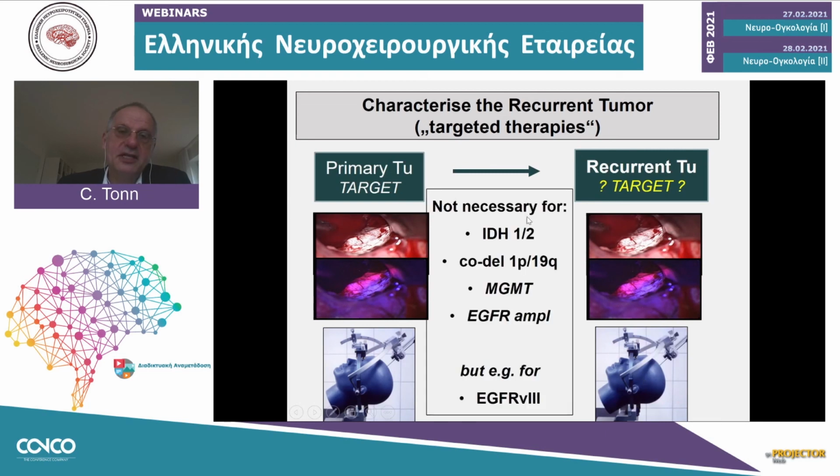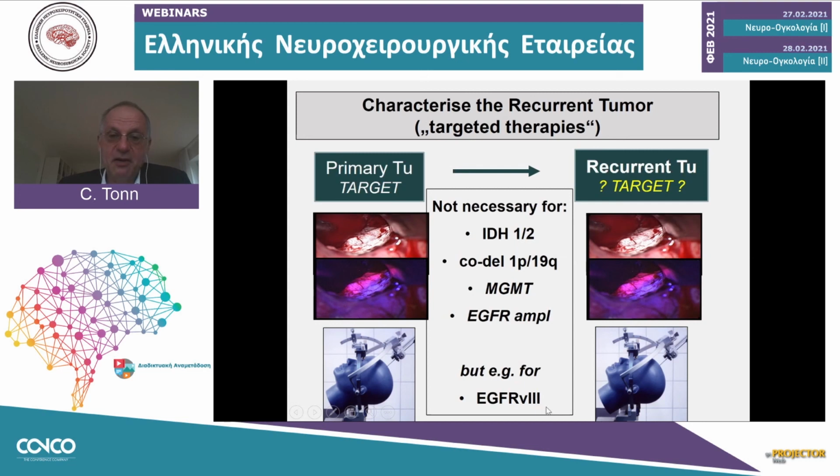This is not necessary for the IDH1 mutation because we know that this is a very early lesion which will be maintained throughout the disease course. Also, the co-deletion will never change, MGMT methylation does not change, and amplification of the EGFR receptor does not change. But, for instance, expression of the EGFR receptor variant 3 does change significantly.